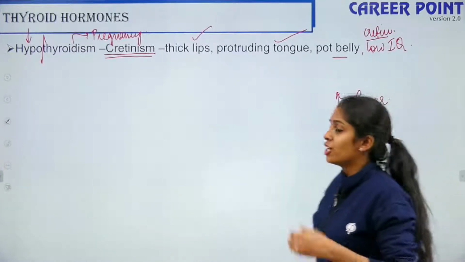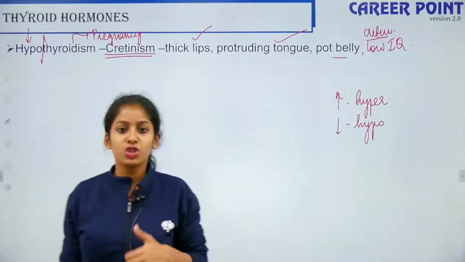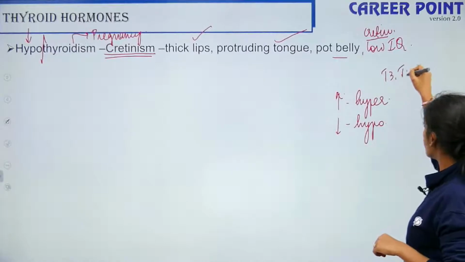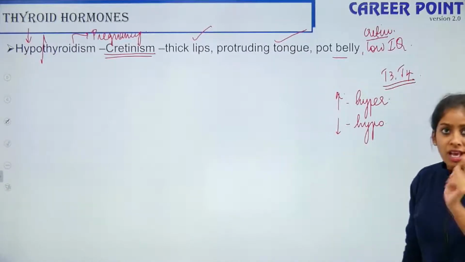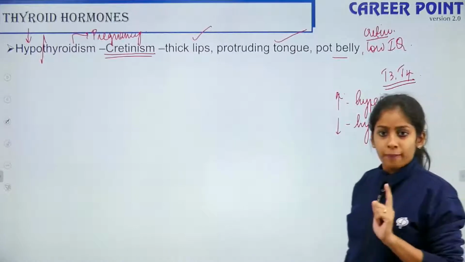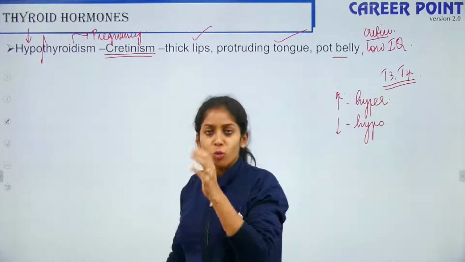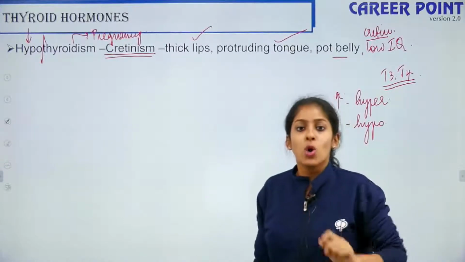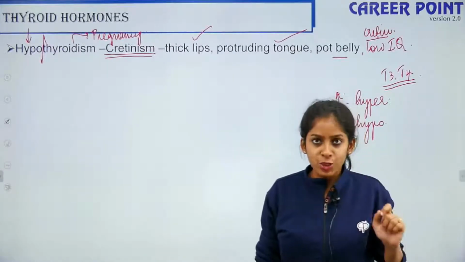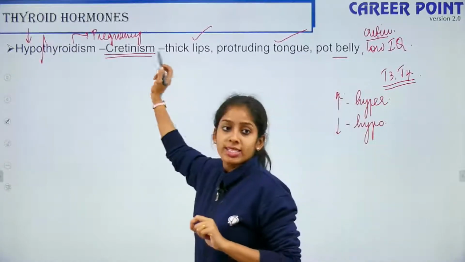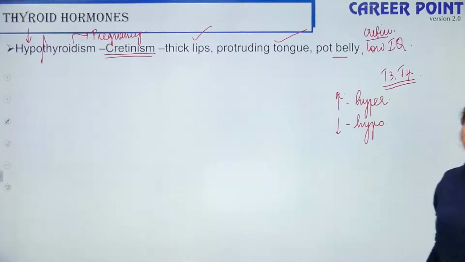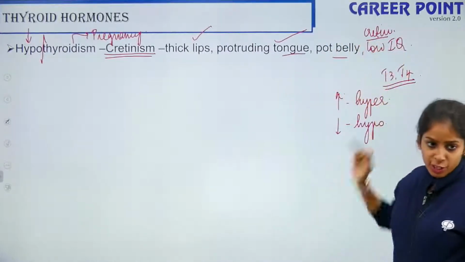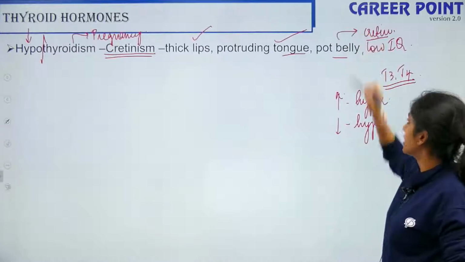So when you have a decrease in secretion of your thyroid hormones, here I am talking only about T3 and T4, the hormones that require iodine. I am not talking about calcitonin. So hypothyroidism, a decrease in secretion of T3 and T4, when present in a pregnant woman, leads to cretinism. In cretinism, the child is born with thick lips, protruding tongue, pot belly, low IQ. The child is called a cretin.